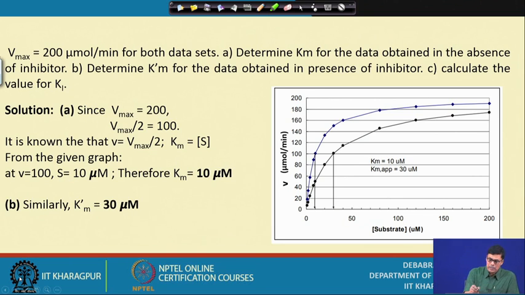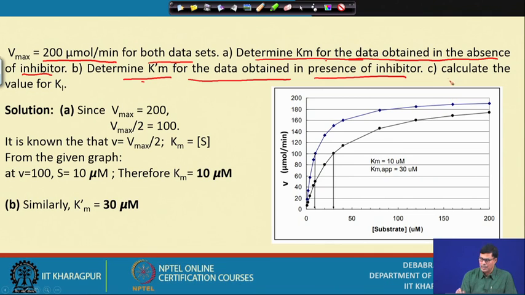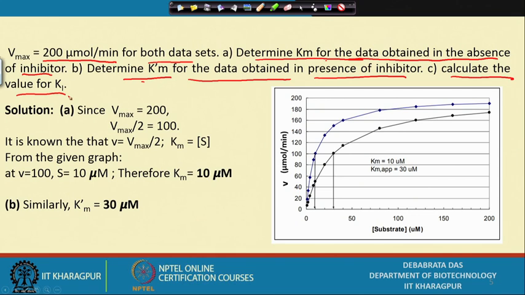Now, Vmax is given here, Vmax value is given as 200 micromoles per minute for both data sets, and we shall have to determine the value of Km for the data obtained in absence of the inhibitor, and Km dash for the data obtained in presence of the inhibitor, and calculate the value of Ki. So, 3 different things we shall have to find out. We shall have to find out the Km value without inhibition, the Km dash value with inhibition, and the Ki value, that we call the inhibition constant.